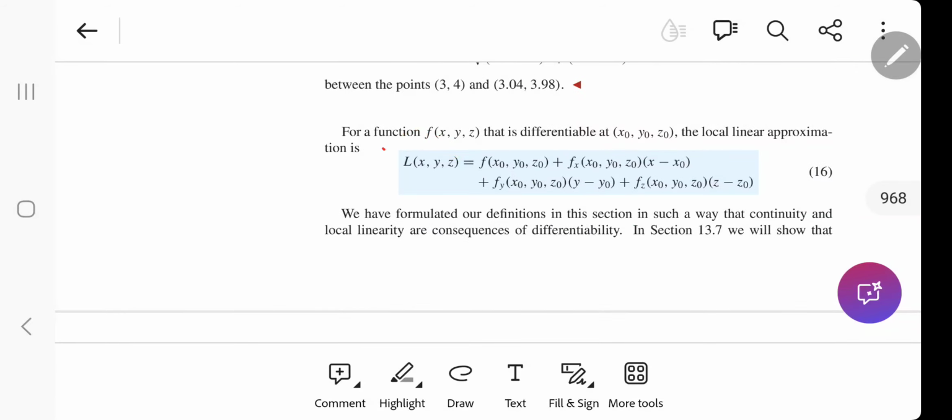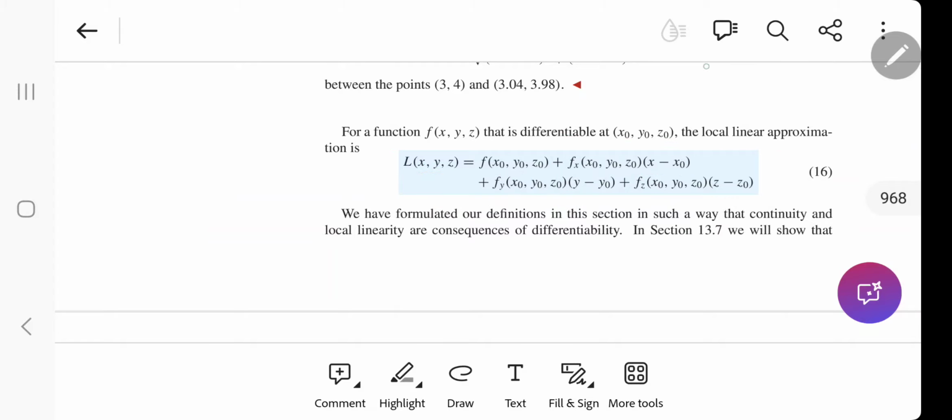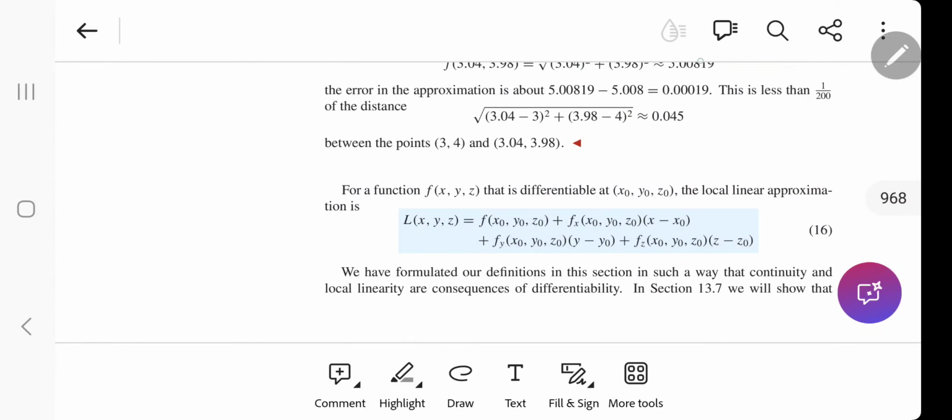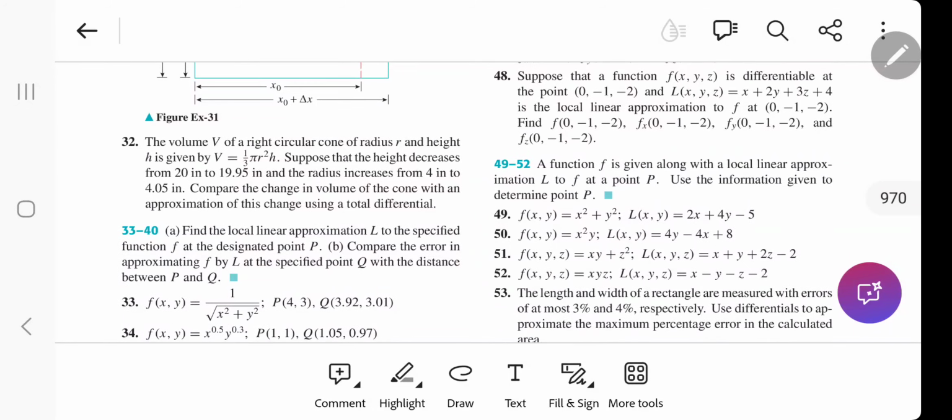Now in the case of a three variable function, that is if the function is f of x, y, z, the corresponding local linear approximation L of x, y, z will have this formula. You can see it's just a generalization of the previous one. Then you can do problems using this one. There are several problems given in the exercise. Here a function f is given along with its local linear approximation L at point P. Then use the information given to determine point P.